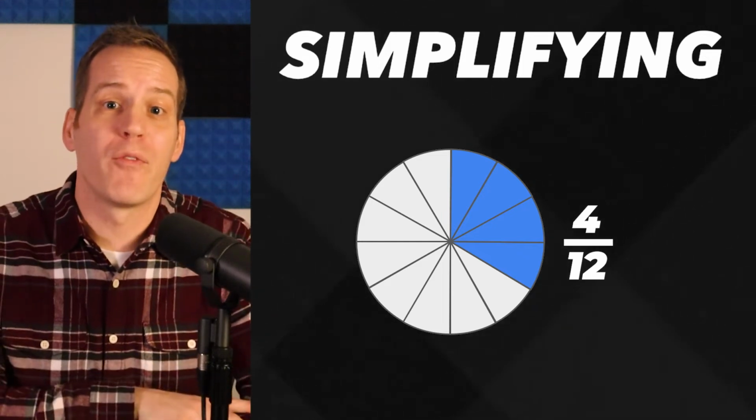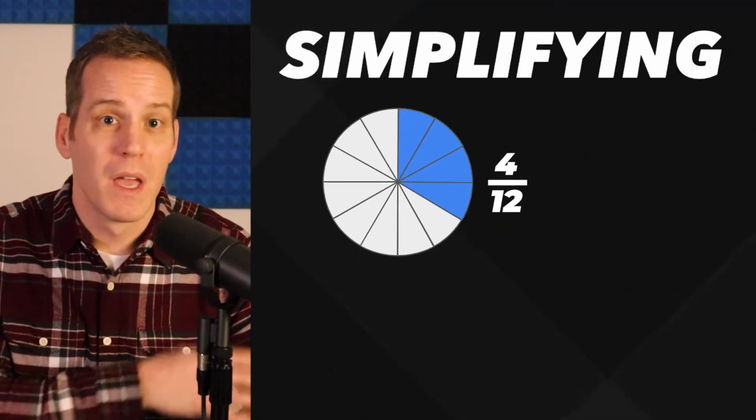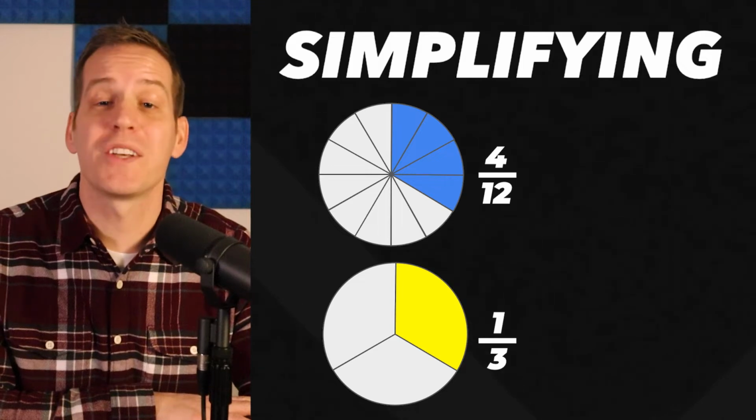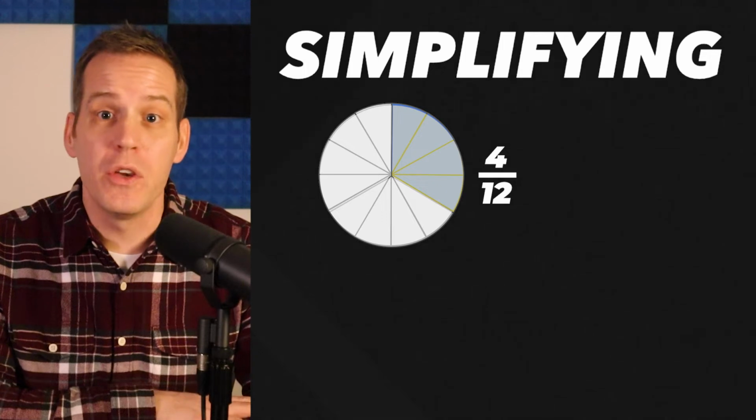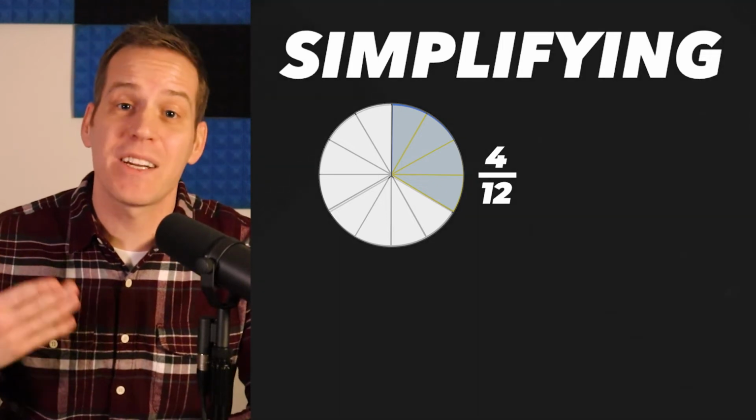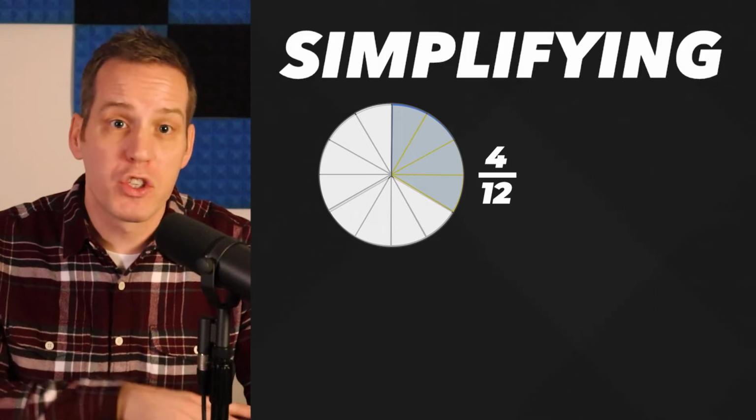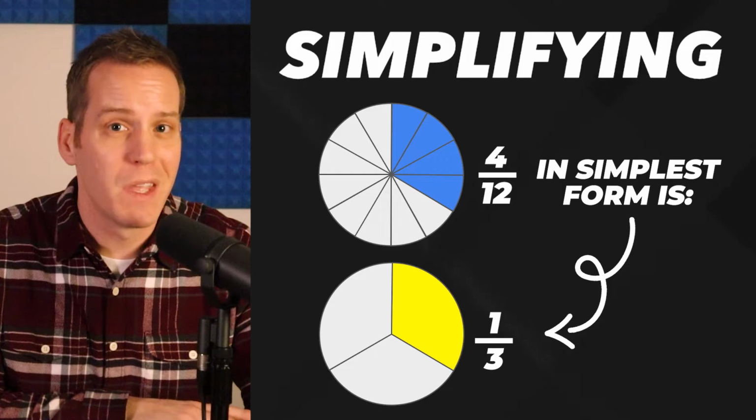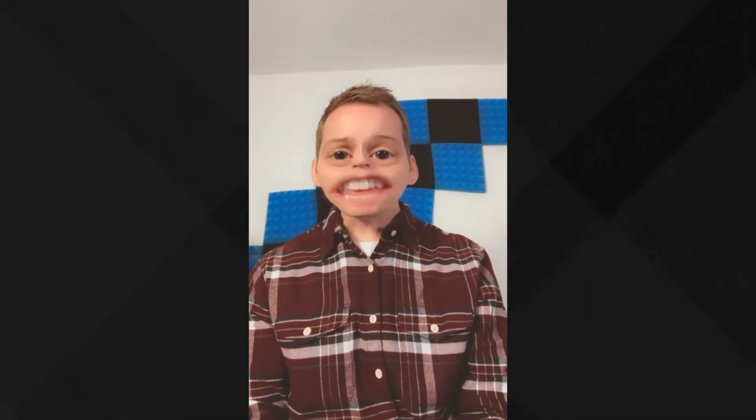There is a way to write a fraction that is equal to this, but uses smaller numbers. This is the fraction 1/3. This fraction is in simplest form. When you look at the two pictures together, you can see that 1/3 is the exact same amount as 4/12, just written with smaller numbers. So you could say that 4/12 written in simplest form is 1/3. That's great, but how do you do it?